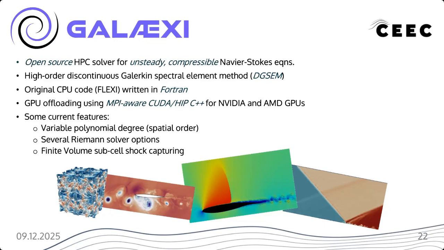And a very brief and very disappointingly small summation of the many features we offer in GALÆXI includes things like runtime specification of spatial order or polynomial degree. We have many options for Riemann solver, split flux operators, things like that. Different kinds of I/O, post-processing, all kinds of things from that angle. And also for very compressible flows with shock waves, we have a very fancy finite volume subshell shock capturing method, so you can do high-speed flows with this code.